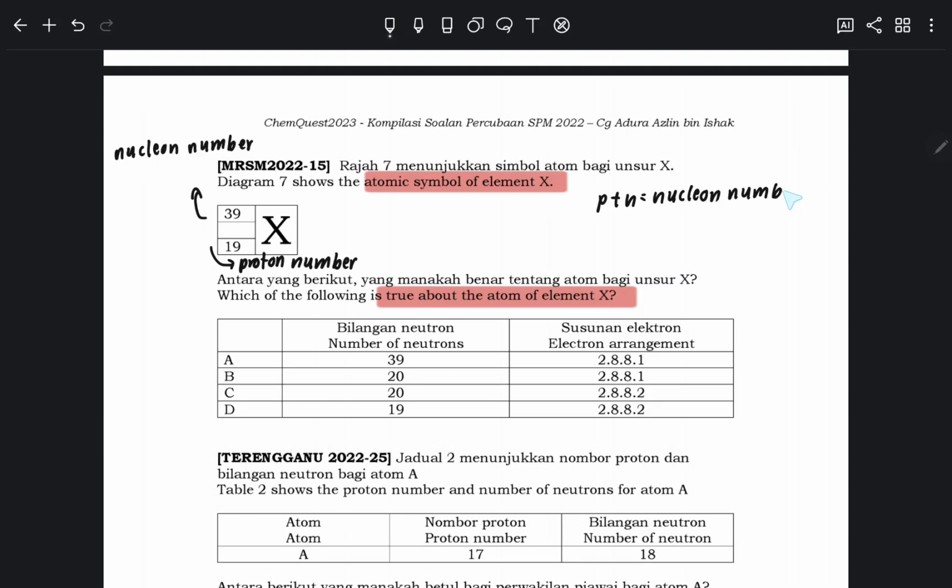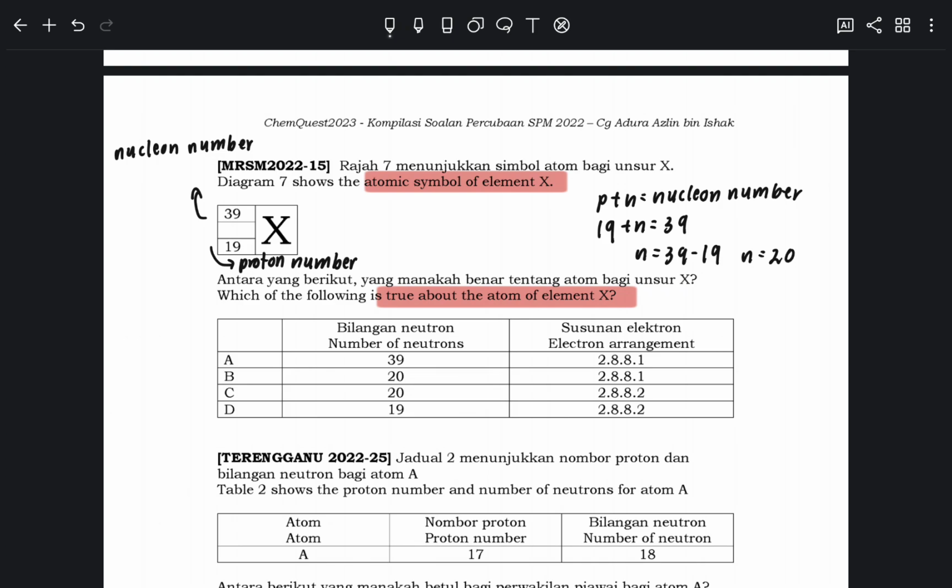Okay, so how many protons do I have? I have 19 protons because my proton number is 19. Neutron I don't know, but my nucleon number is 39. So n equals 39 minus 19, so n is 20. So how many neutrons do I have? I have 20 neutrons, which is B or C. So A and D are automatically wrong.